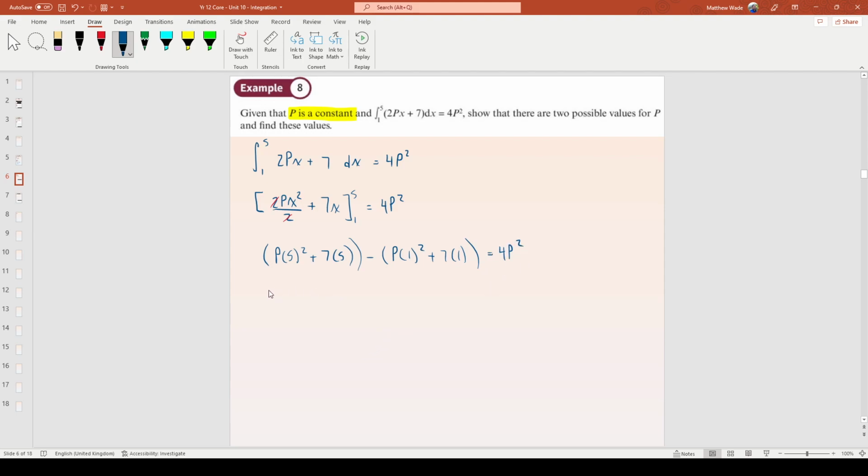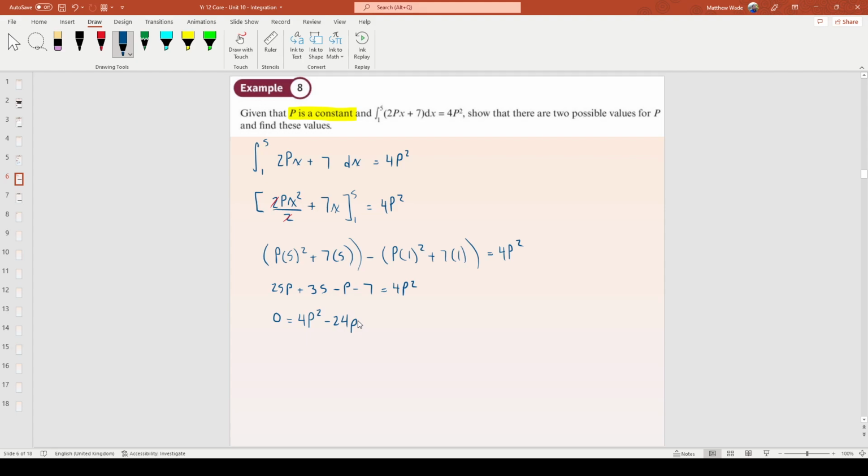Cool. Right, so let's start tidying. Here we go. 25p plus 35, take away p, take away 7 equals 4p squared. And by God, my lovelies, what is it almost formed? A quadratic! So, be quiet because I'm hurting my voice. Okay, so what we will do is move everything to the right, okay? So here we go, I'll have a 0 here. 25p take away p is 24p, so it's going to be 4p squared, this is going to be minus 24p.